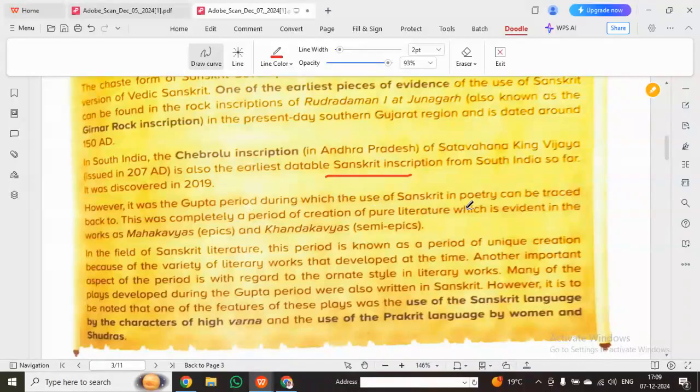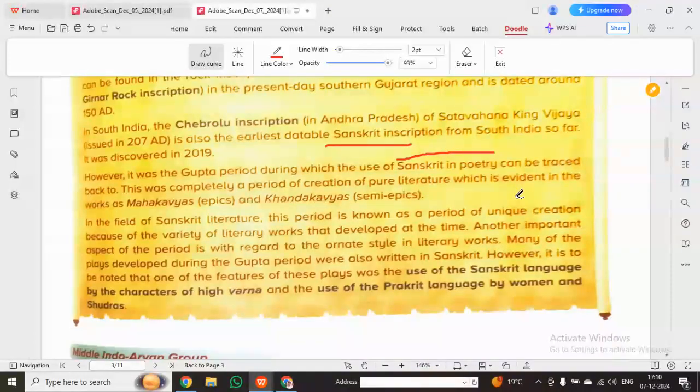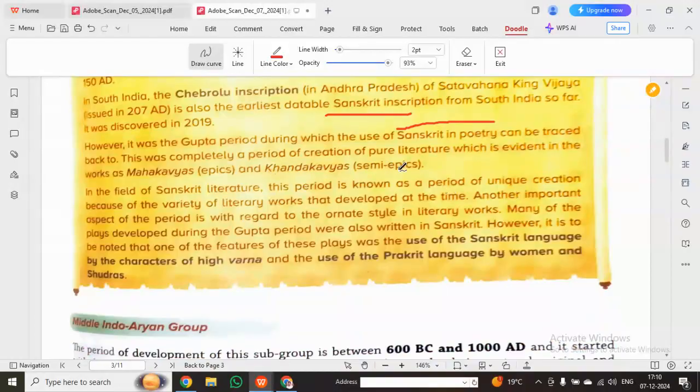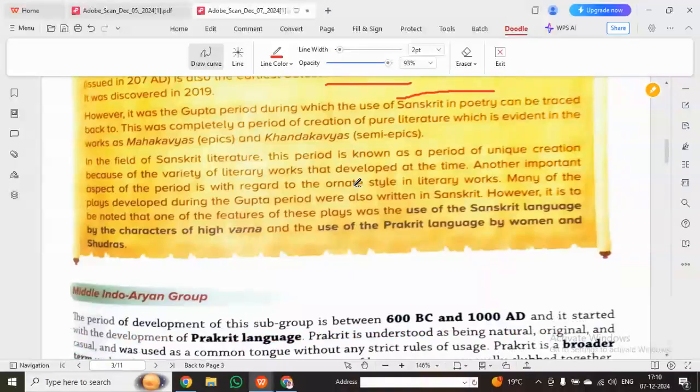However, it was during the Gupta period that the use of Sanskrit in poetry can be traced. So till now, what we have studied is that the Sanskrit language was only used in literature, etc. But in the Gupta period, we note that Sanskrit language is used in a poetical sense. This Gupta period is basically a period of creation of pure literature. So it is used in the Mahakavyas, the epics, and the semi-epics, Khandakavyas.